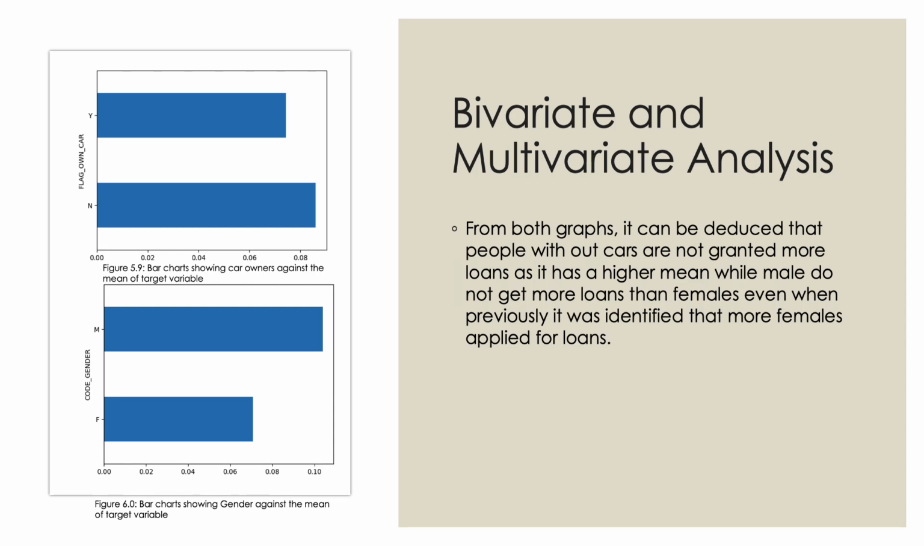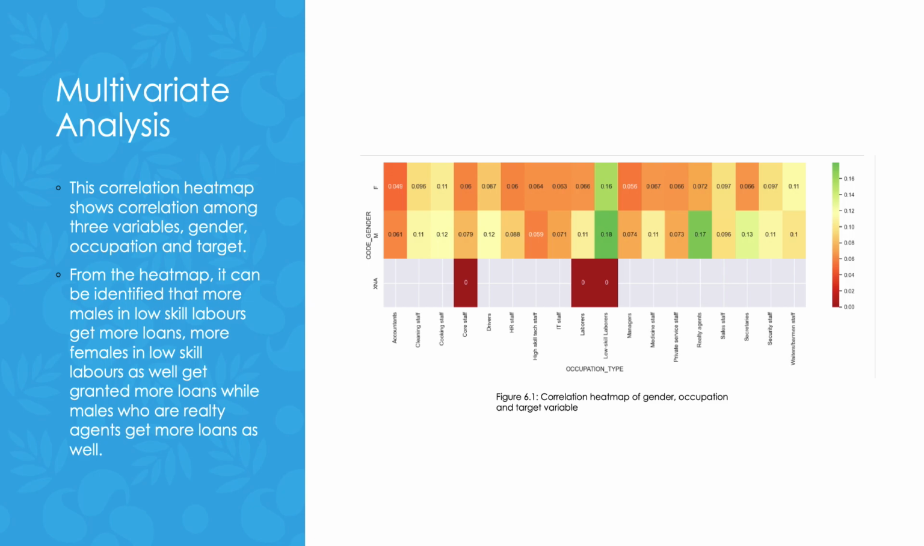And then the next thing I did was to create a heat map just to get further insights on what is going on amongst three variables. We could actually see that there's a strong correlation between males, low skill laborers, and the target variable. So it basically shows that males who are low skill laborers would have high difficulties in paying their loans. So you look out for those kind of people.